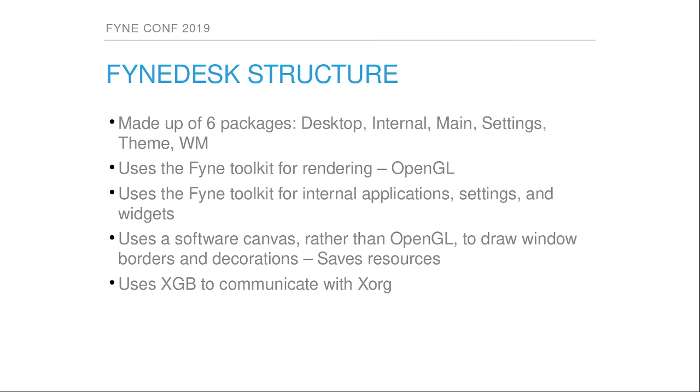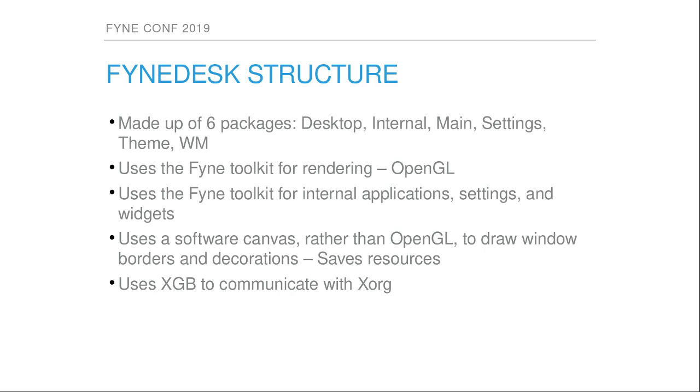So let's talk about the structure of FineDesk. It is made up of 6 packages, and those packages are the desktop, internal, main, settings, theme, and WM packages. It uses the Fyne toolkit for rendering. Really nice. We don't have to have drawing or rendering code actually within the FineDesk application itself, because we use Fyne, which is an OpenGL backend.